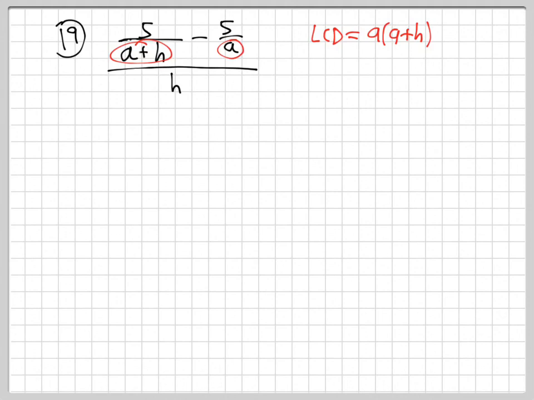Over one. So you multiply those everywhere. So you go A times A plus H over 1, and A times A plus H over 1. And on the bottom, A times A plus H. You don't need to do over 1 down there because it's not really a fraction down there. But you do have to do it down there, right? You got to do the top and the bottom to keep the fraction the same.